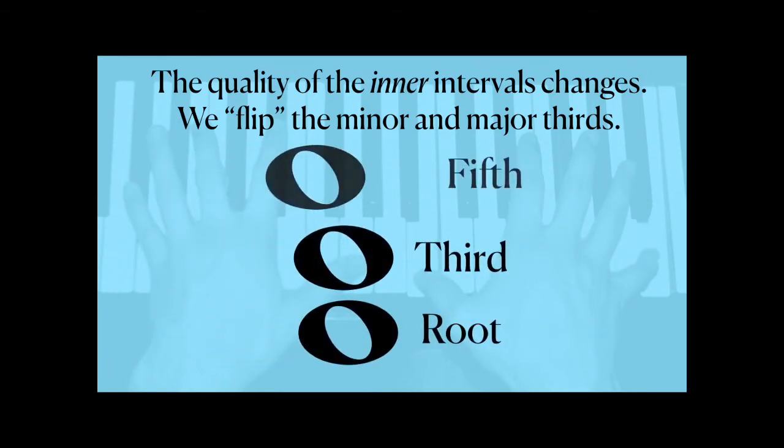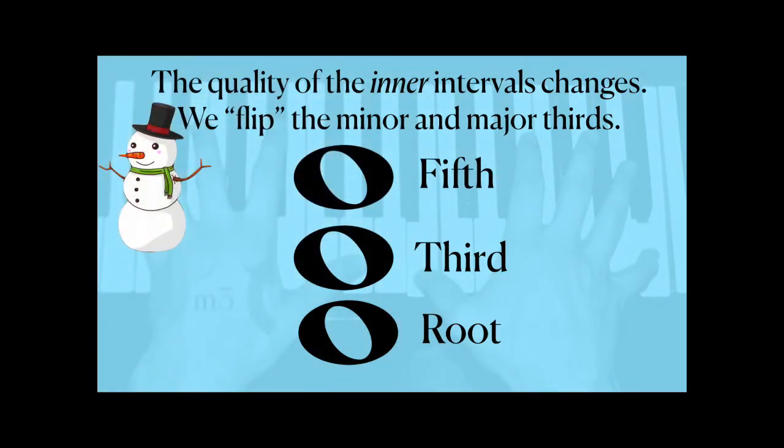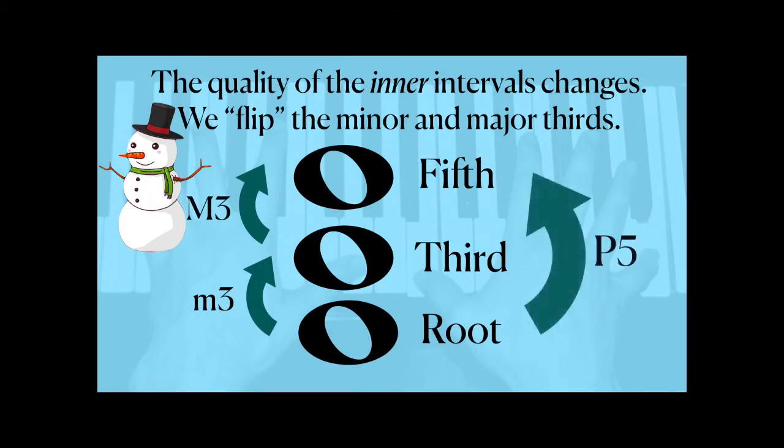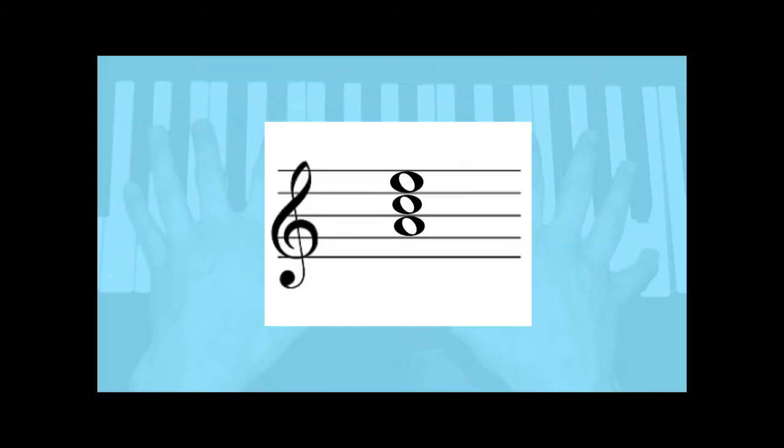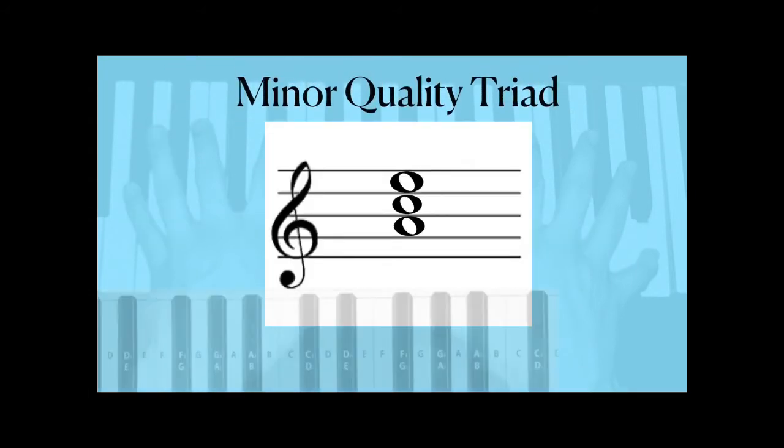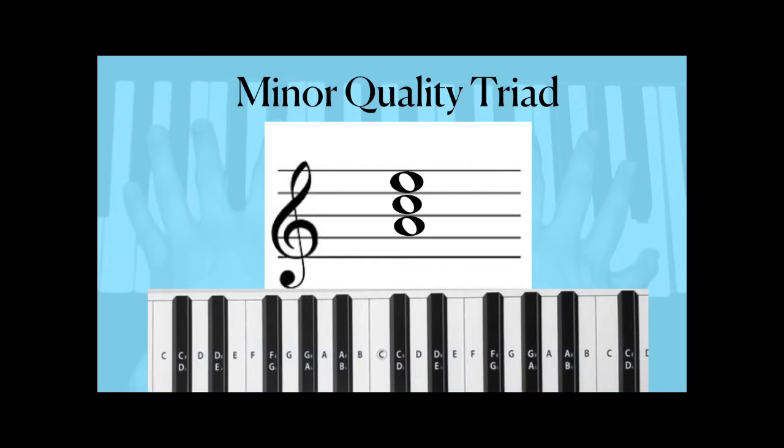So between our root, third, and fifth, our snowman, we now have a minor third on the bottom and a major third on the top, and still a perfect fifth between the root and the fifth. This is an example of a minor quality triad. We can calculate it with our keyboard.